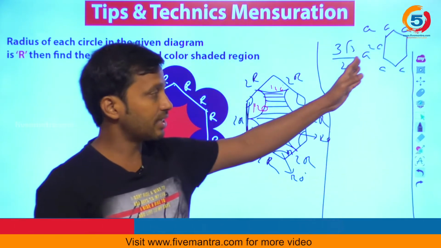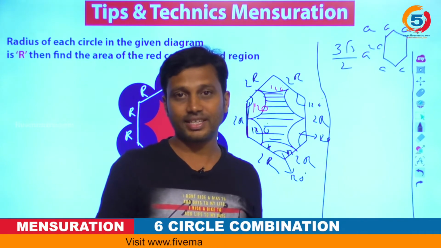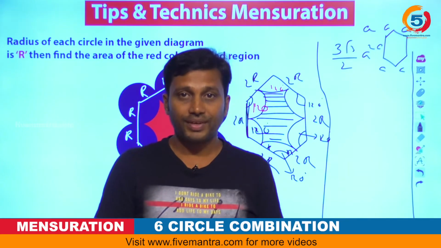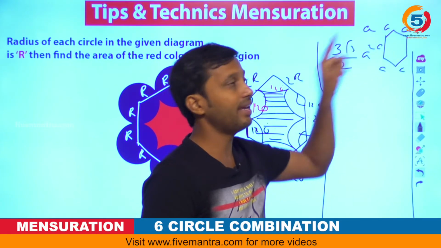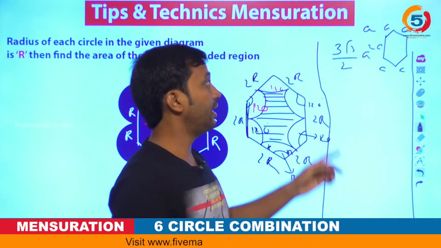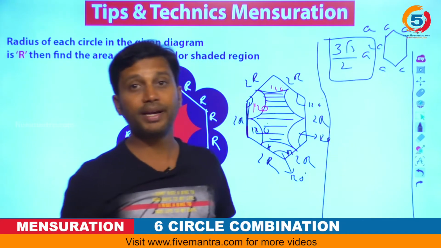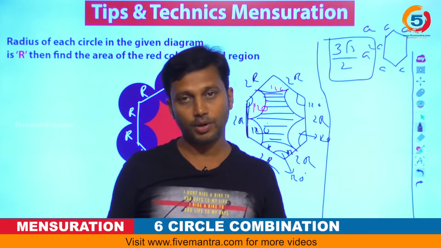How this is possible will be explained to you in the regular lesson. These are the tips and techniques. So I am telling you directly, if each side of the regular hexagon is A, then what is the area of the regular hexagon? 3 root 3 by 2 A square. Remember. Now we continue the problem.